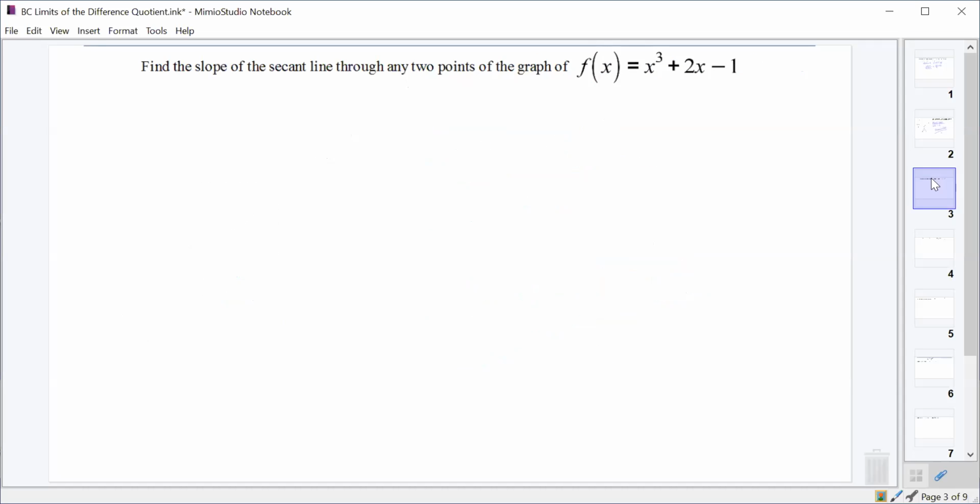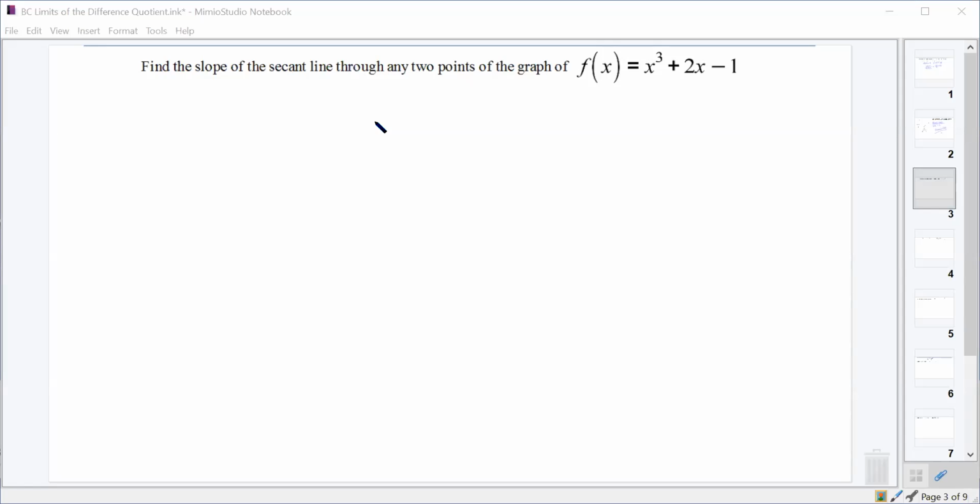All right, so first off, we're going to find a secant line. We remember what a secant line is? What's a secant line? Secant line is just a line that indicates the average rate of change between two different points on a curve, right? It's just a line that goes through 2 points rather than being tangent, which touches at just 1 point. A secant line goes through it at 2 points. So we're going to find the slope of the secant line through any 2 points of the graph of f of x, which is x cubed plus 2x minus 1.